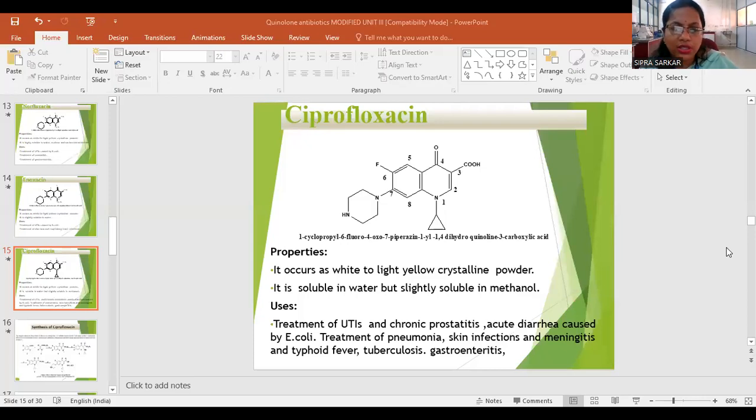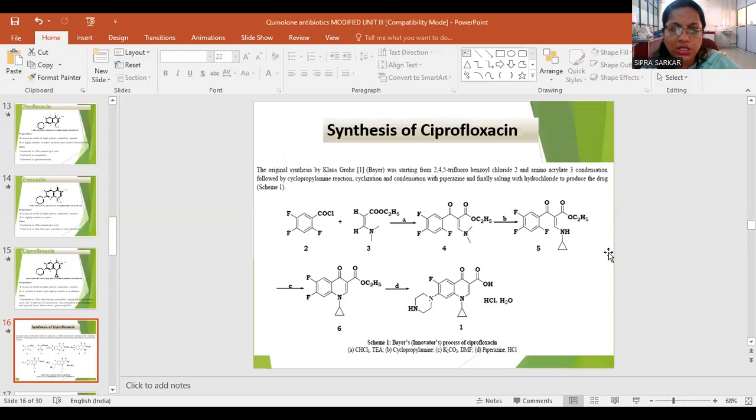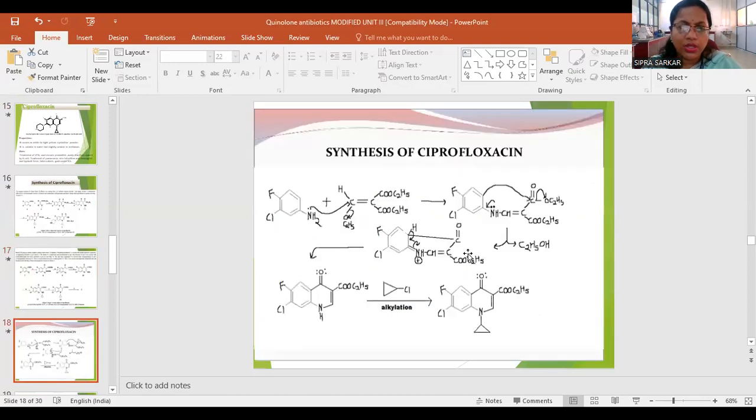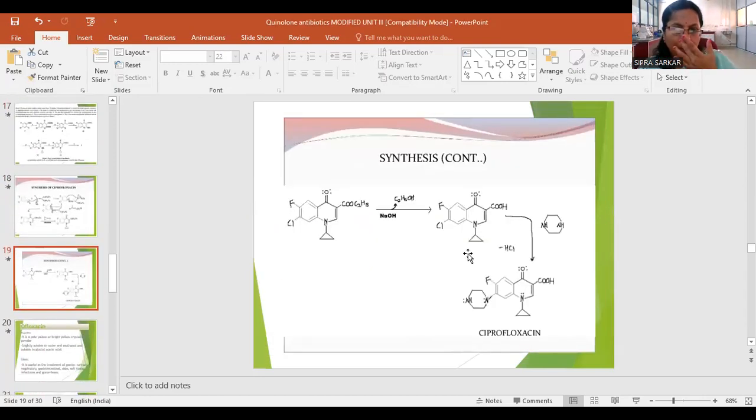So ciprofloxacin is a very important drug for the treatment of UTI, chronic prostatitis, acute diarrhea, E. coli, pneumonia, skin infection, meningitis, typhoid fever, tuberculosis, gastroenteritis. As this drug has a broad spectrum antibacterial action, it can be used for different infections also. Next, the synthesis of ciprofloxacin will be discussed in your class, which you should study thoroughly.